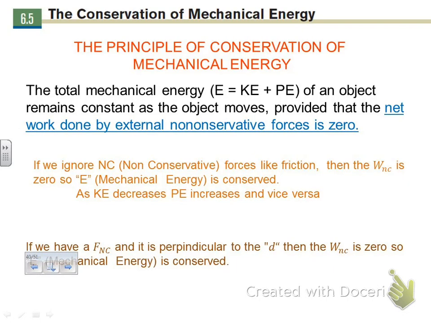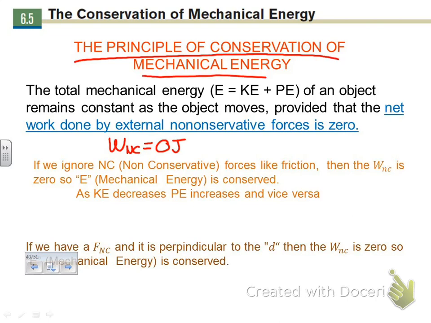When the work done by non-conservative forces is zero, the principle of conservation of mechanical energy holds true. The principle of conservation of mechanical energy says that the final mechanical energy is equal to the initial mechanical energy, meaning the total amount of mechanical energy in a system stays the same. Now, there are two situations in which the principle of conservation of mechanical energy is true.